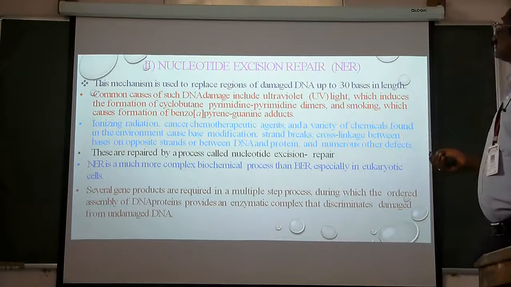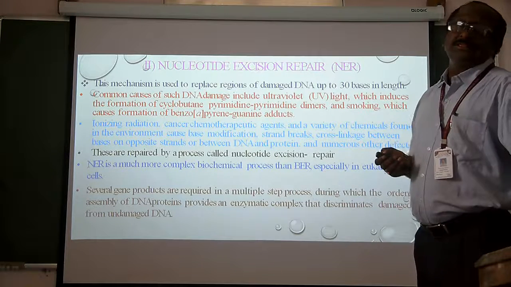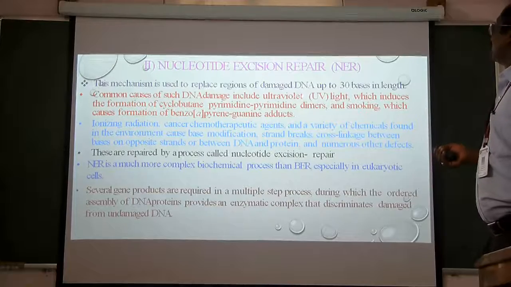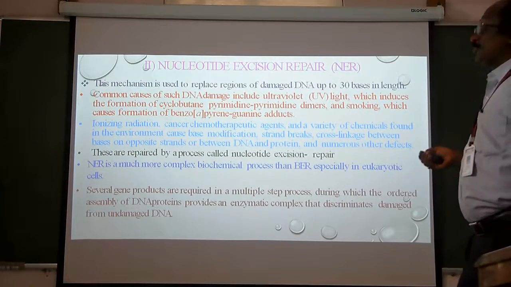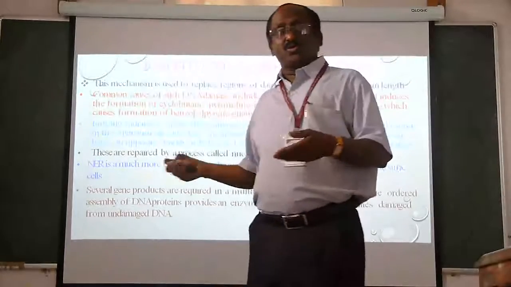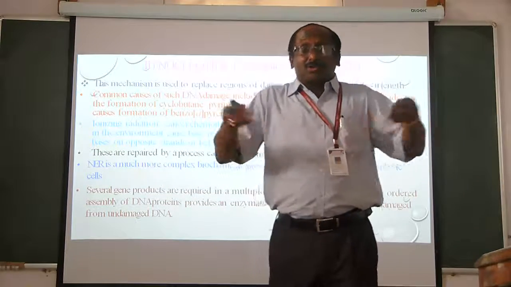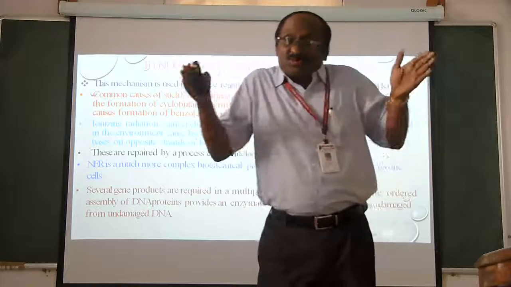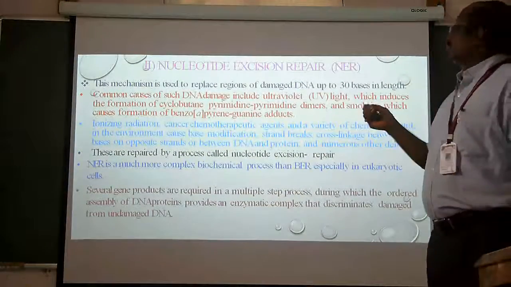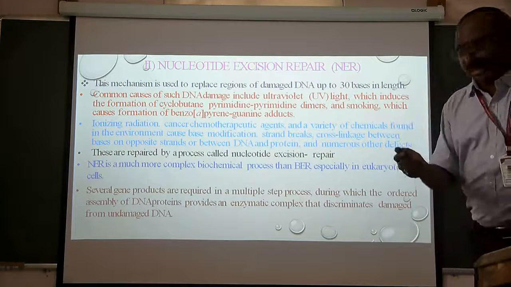The next is nucleotide excision repair, NER. This mechanism is used to replace a region damaged by the DNA up to 30 base pairs in length. What we spoke of initially, the BER, was a single base pair. With the help of nucleotide excision repair, NER, up to 30 base pairs, a very long chain of DNA, can also be repaired.